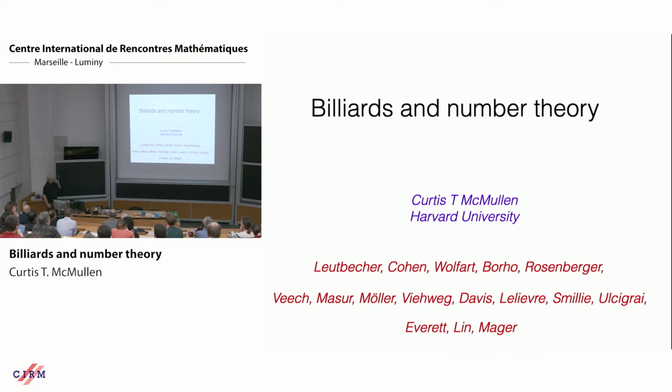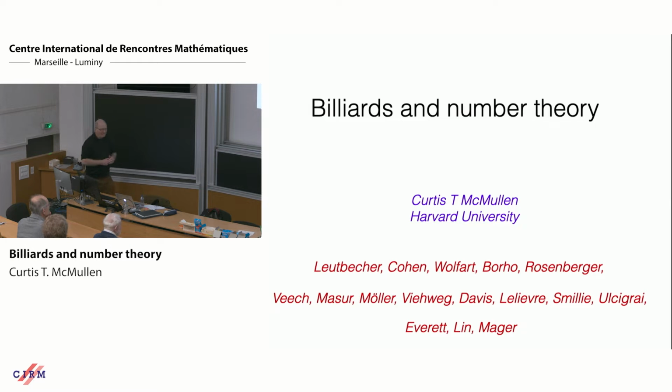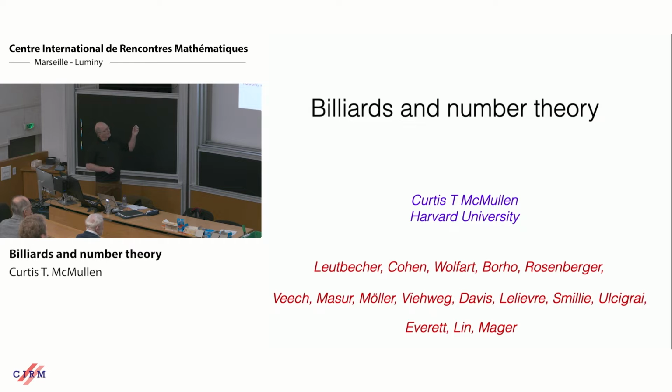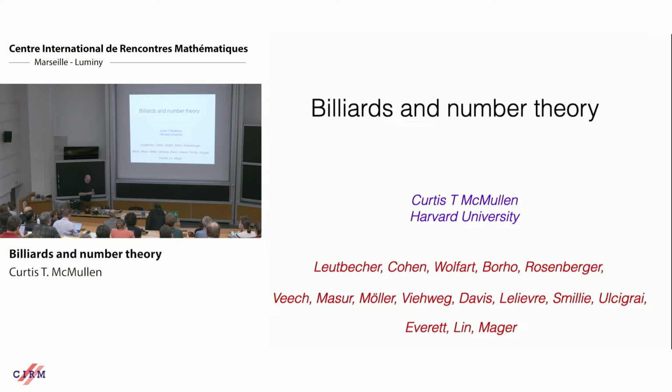Let me also mention that the work I'm going to describe builds on the work of a lot of people. There's a development that's kind of independent of the modern theory of billiards and polygons due to Leutbecker, Cohen, Wolfhard, Borho, and Rosenberger. And then there's a more modern strain consciously related to Teichmüller curves and polygons, work of Veech, Masur, Möller, Viehweg, Davis and Lelièvre, and Smillie and Ulcigrai. And then three other authors who you may not know, Everett, Lin, and Maget, did some work directly related to a question I'm going to discuss.